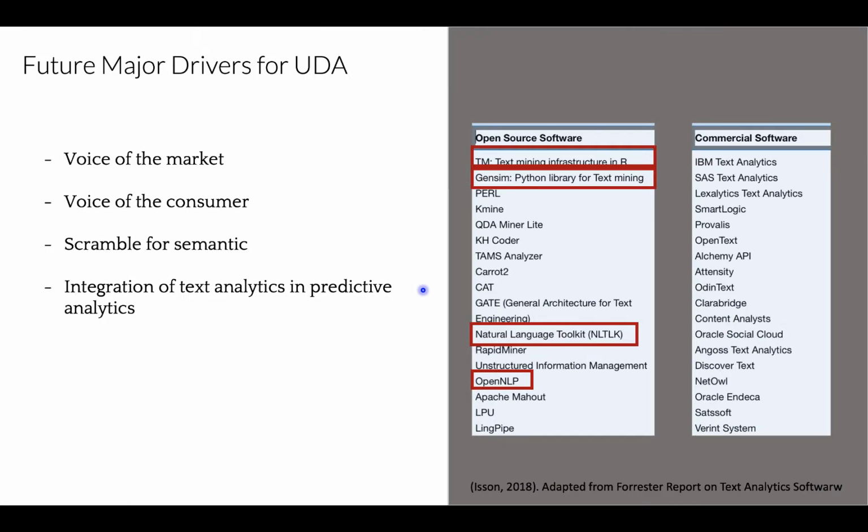At the consumer level, currently we have a blend of open source and commercial software, and very common open source solutions include the TM library, Gensim package, NLTK, and OpenNLP.